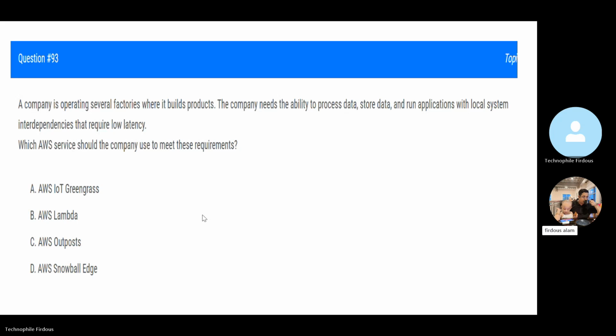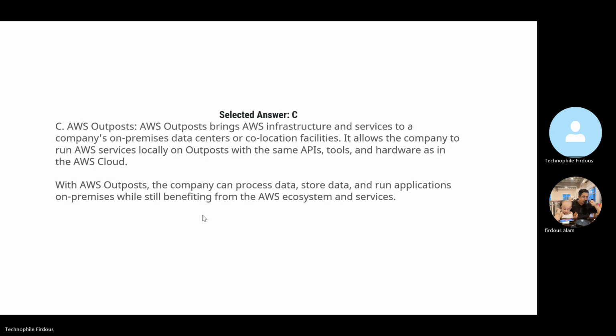Okay, when an application runs on the local system with low latency, some AWS service is used. So I think AWS Outposts does that. Let's see which is the correct answer, C or anything else. The correct answer is C. Great. So let's move to the next one.